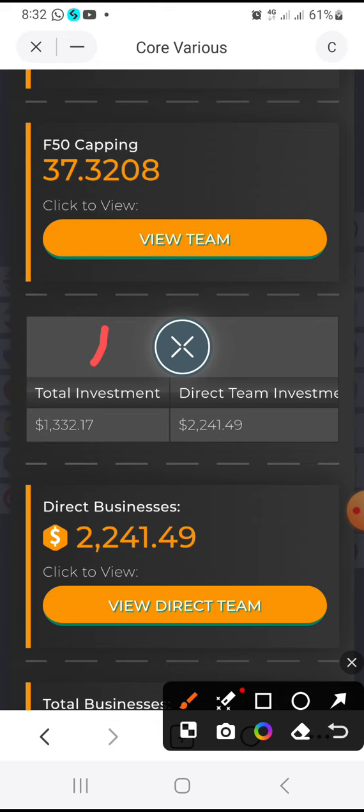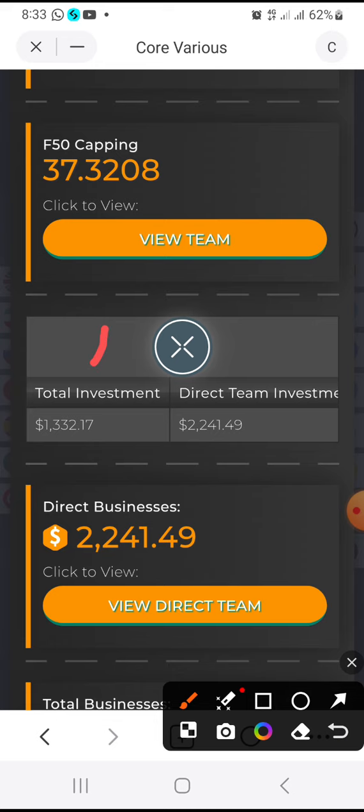Even whilst I have more than half of my direct team investment, the system is not paying the rest on the total investment because I haven't completed 2x for that. So whilst I am building the direct team investment, if it gets to 1,332 times 2, which is about 2,600 and something, then the system will pay fully what I have there as investment. But if it is not up to times 2, the system will pay only the amount of the total investment that is times 2 of the direct team investment. That is what the system will pay.